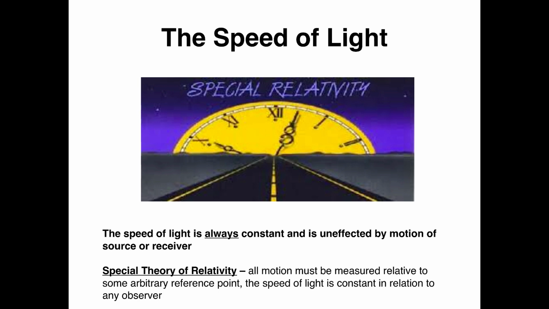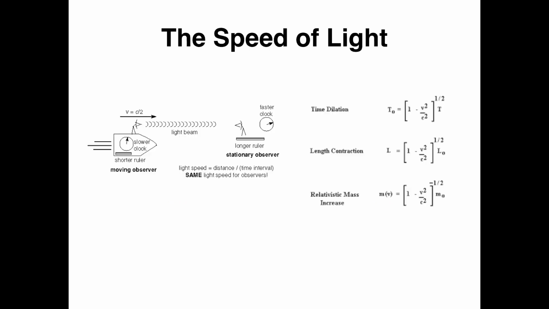Now there are some really interesting ideas that come from that. We won't talk about them because they're very confusing. Actually, we're going to talk about it a little bit. But what you can see here is these things actually matter when you're traveling very quickly, that is, close to the speed of light. So you have a moving observer and a stationary observer. And if the moving observer is moving at a speed of 1/2 the speed of light, then his clock moves slower than the clock of the stationary observer. The light speed is equal to the distance over time, and the same light speed occurs for both observers.